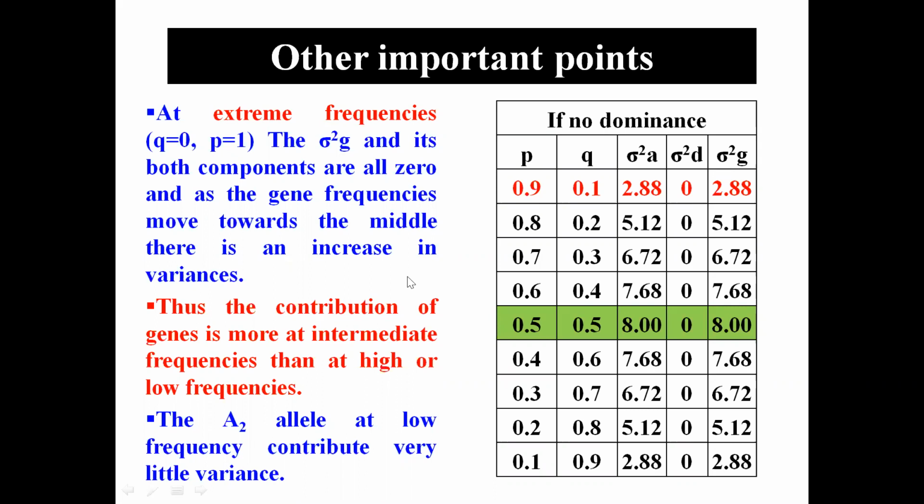You may see the table. As the frequency increases, the variances also increase. Thus, the contribution of genes is more at intermediate frequencies than at high or low frequencies. The A2 allele at low frequency contributes very little variance. This is clear from this table.